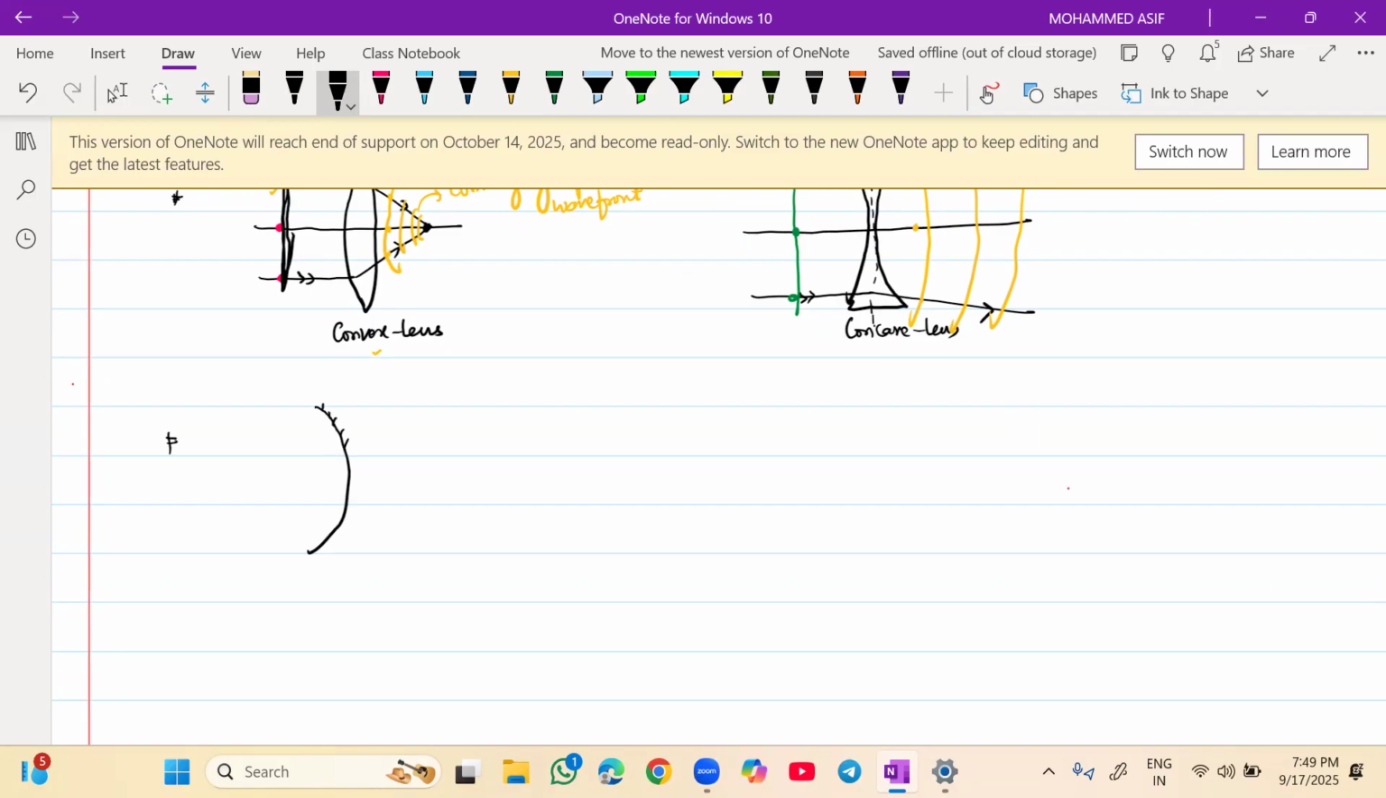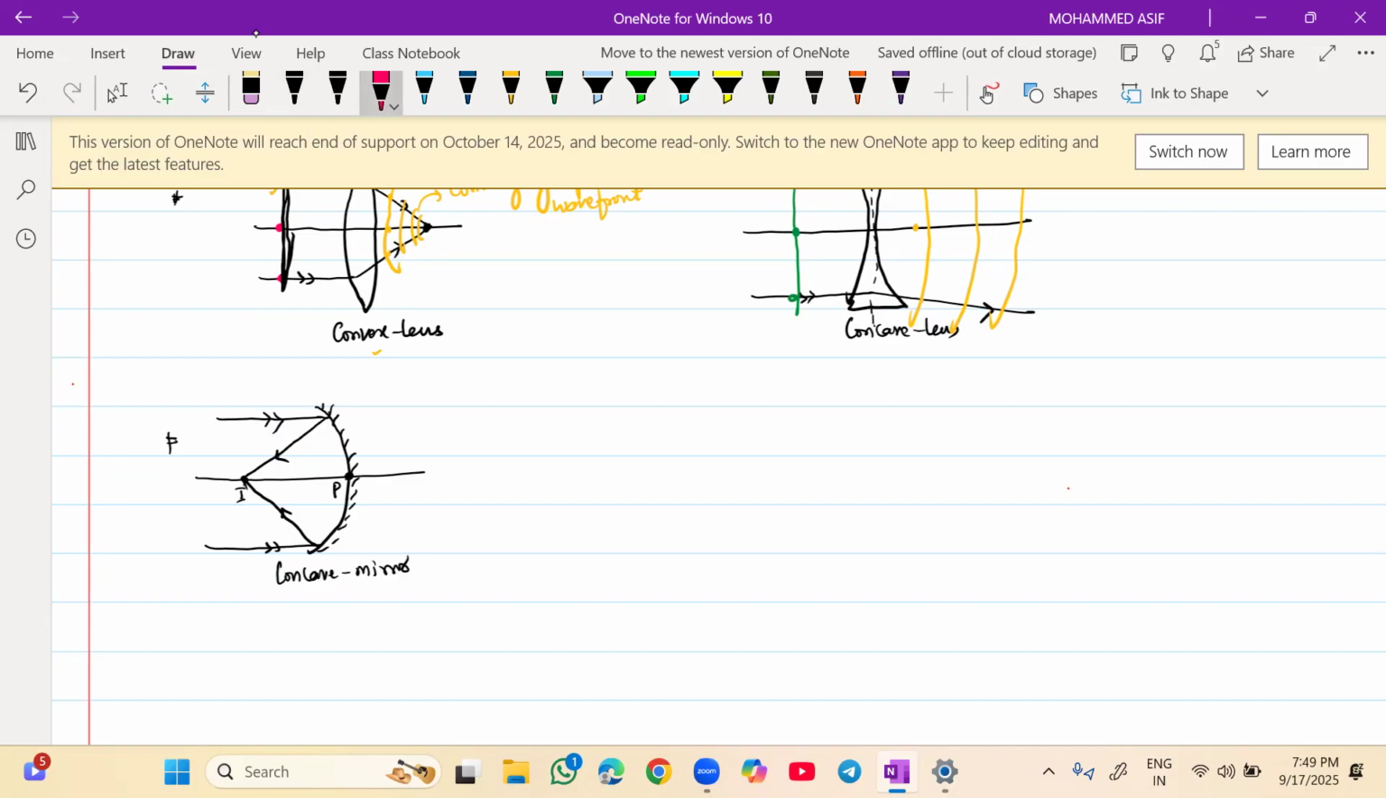If it is silvered outside, what type of mirror will it be? This is your principal axis. This is your pole. If a mirror is silvered from outside, it is called a concave mirror. In a concave mirror, when a plane wavefront is incident like this, the ray of light after touching the mirror will reflect and the image is formed somewhere here.